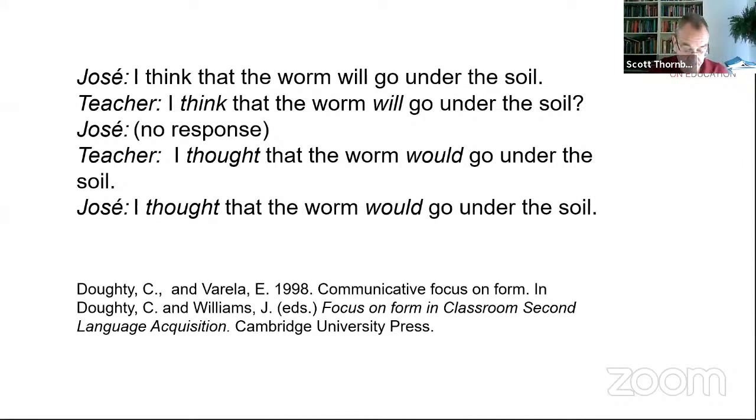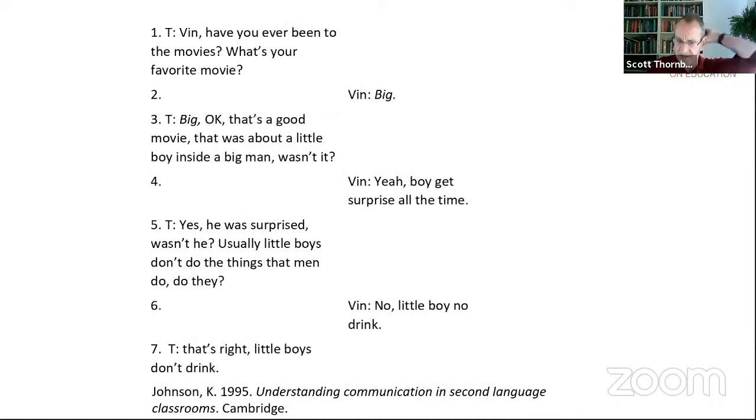That's good news. This one, a little bit long, but this is a good example of what we call recasting. Remember, recasting is when the teacher just carries on the conversation, but she incorporates the correct form into the conversation. So the teacher, we're talking about movies. She says, have you ever been to the movies? What's your favorite movie? One student says, Big. Ah, Big. Okay, that's a good movie. What was that? That was about a little boy inside a big man, wasn't it?